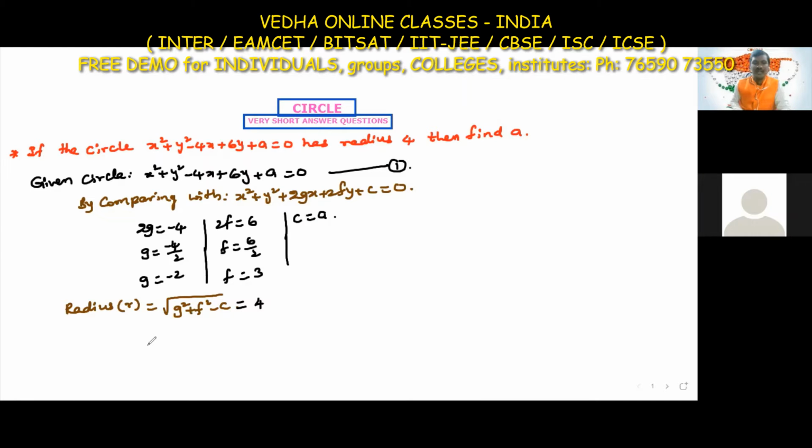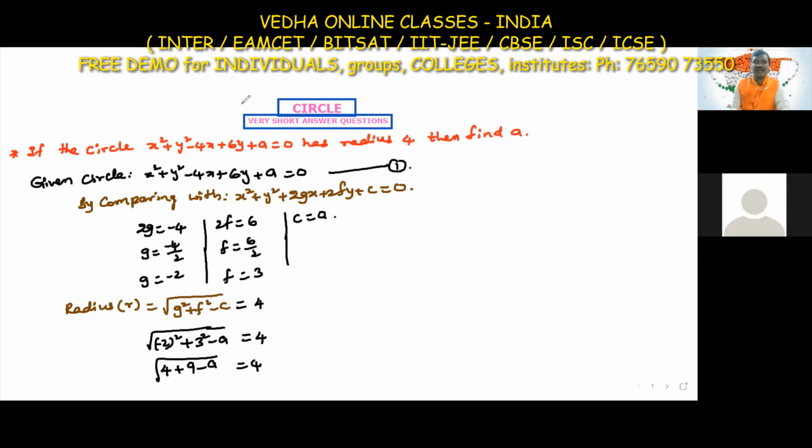So now under root of g square, what is g square? That is minus 2 whole square. And f square is 3 square, and minus c, that is minus a. This is equal to 4. What is 2 square? 4. 3 square is 9. So under root of 4 plus 9 minus a is equal to 4.